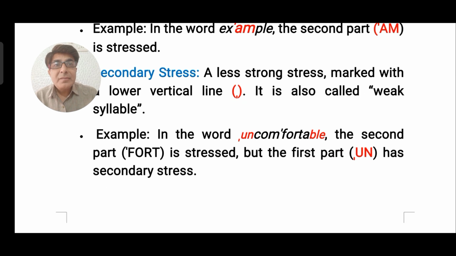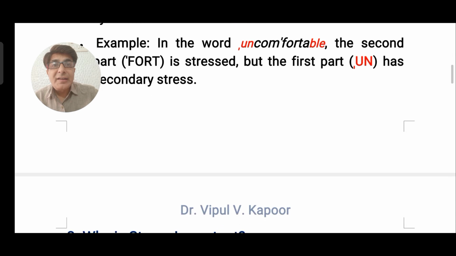You see this example, uncomfortable. Okay, here the first syllable un is not stressed, it is a weak syllable, and the last syllable ble, that is also weak. So that is how it is spoken.